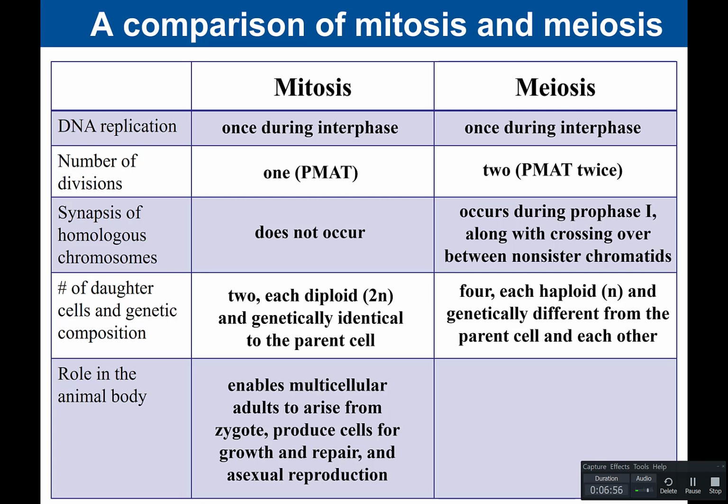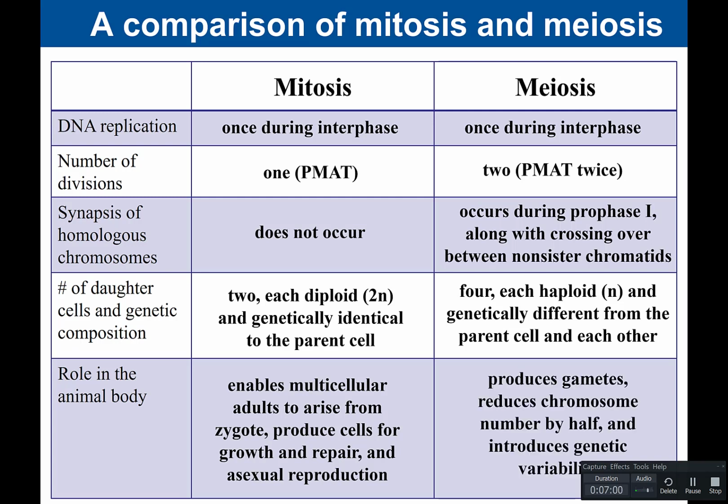Meiosis plays a different role. The role is to produce gametes, those are the reproductive cells, reduce chromosome number by half, and introduce genetic variability, so it makes genetic diversity. And so this is just to summarize, comparing and contrasting mitosis and meiosis.